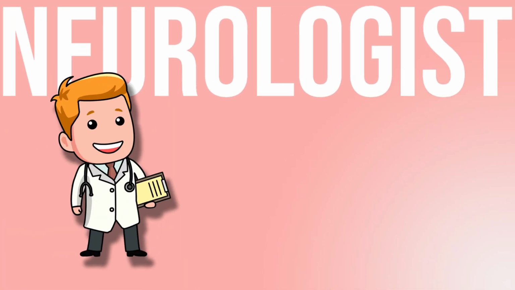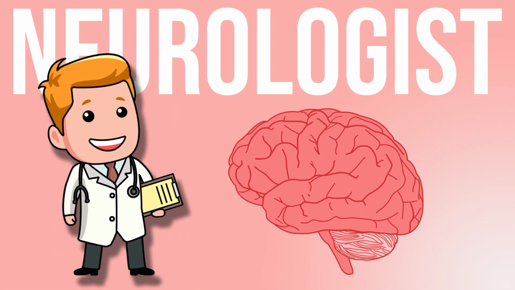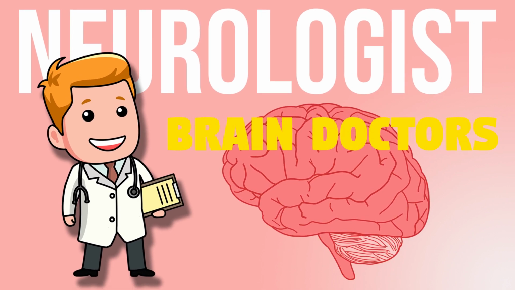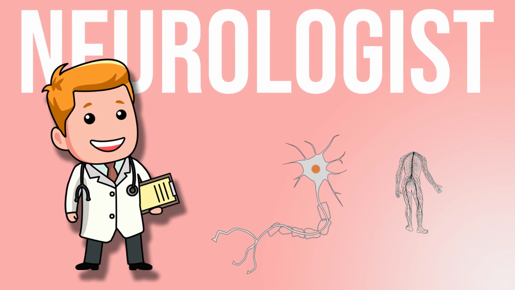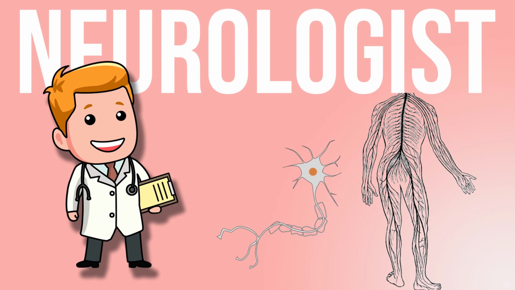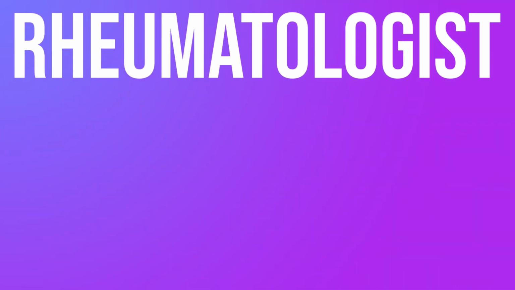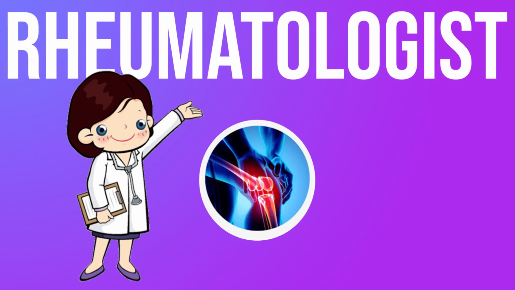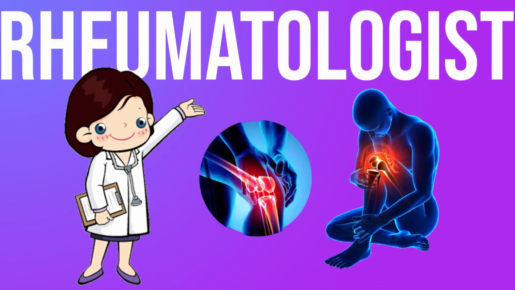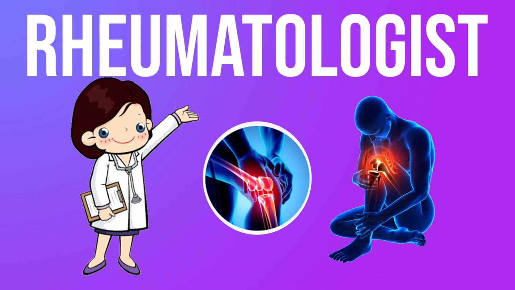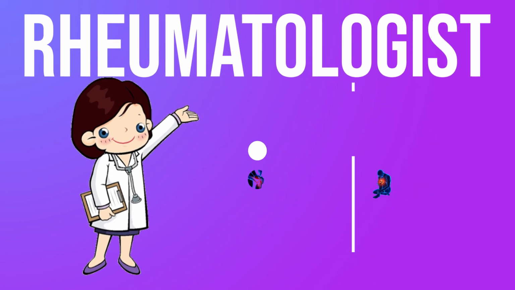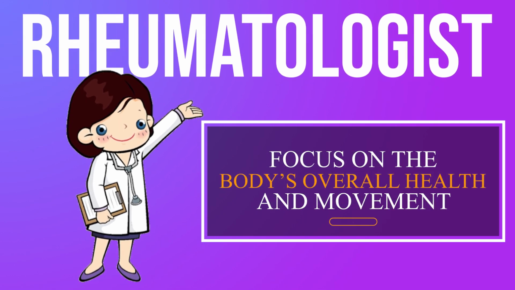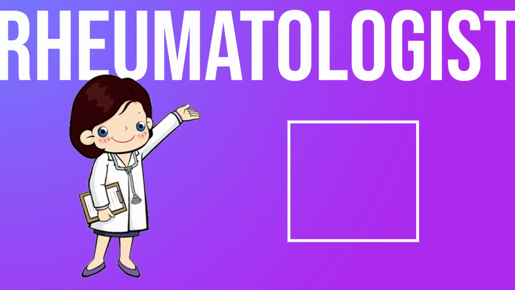4. Neurologists. Neurologists are commonly known as the brain doctors, but what they really do is focus on the functions and anatomy of the nerves and the nervous system and treat disorders relating to them. 5. Rheumatologists. Rheumatologists specialize in the treatment of joints, muscles, and bone problems. They're different from the orthopedists in that, while the orthopedists focus more on the injuries and areas of pain, rheumatologists focus on the body's overall health and movement.